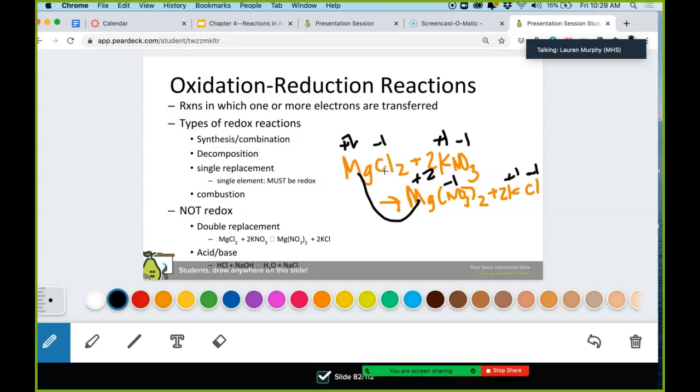The magnesium is still +2. The chlorides are still -1. The potassium is still +1. The nitrate is still -1. None of these changed oxidation states, so it can't be a redox reaction. The same is true with this acid-base neutralization. Hydrogen's +1, chlorine's -1, sodium's +1, hydroxide's -1, hydrogen's +1, hydroxide's -1, sodium's +1, chlorine's -1. So this is not a redox reaction.